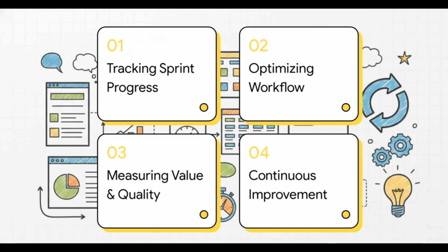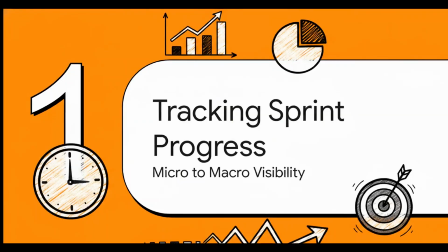So, to avoid drowning in a sea of data, we're organizing these 15 crucial metrics into 4 easy-to-read dials on our dashboard. We've got tracking sprint progress, optimizing the workflow, measuring value and quality, and finally, driving continuous improvement. Let's spin up that first dial, tracking sprint progress, taking us from micro to macro visibility.